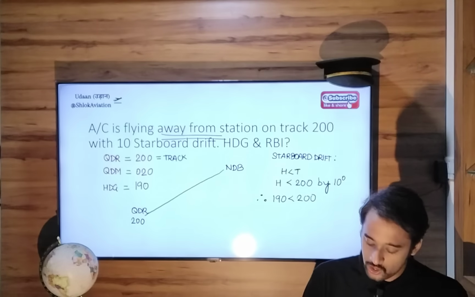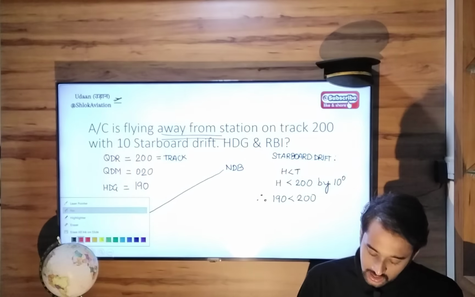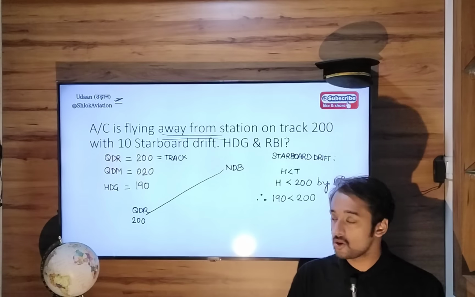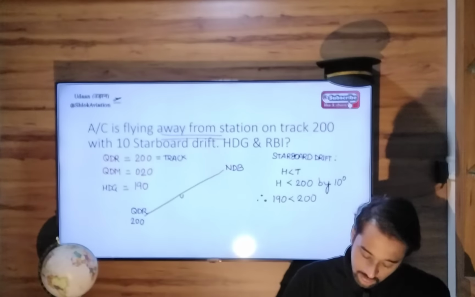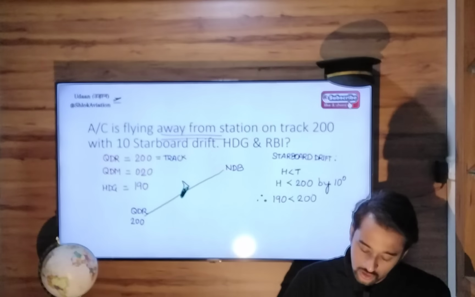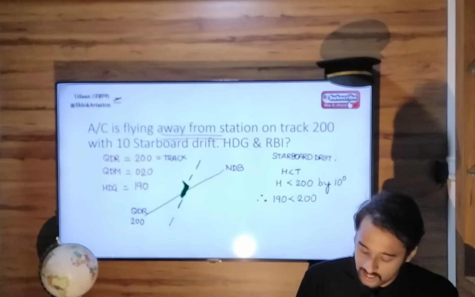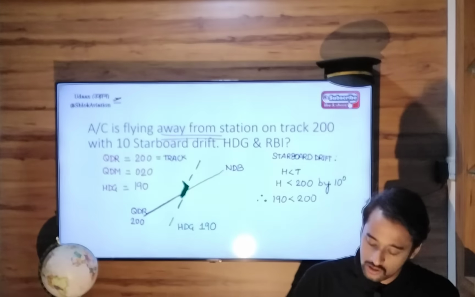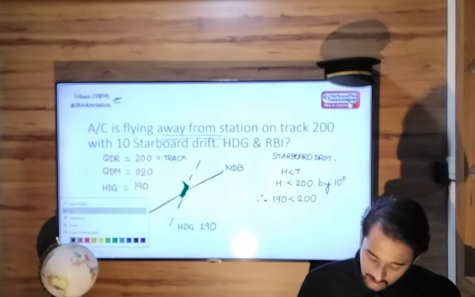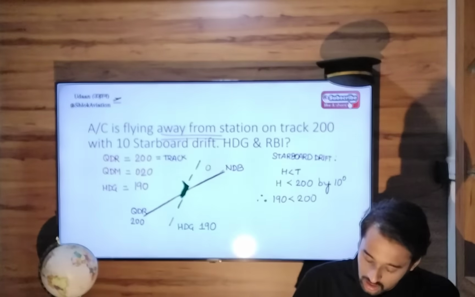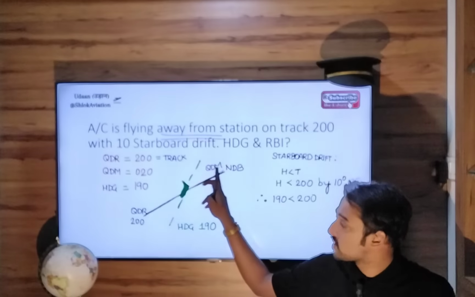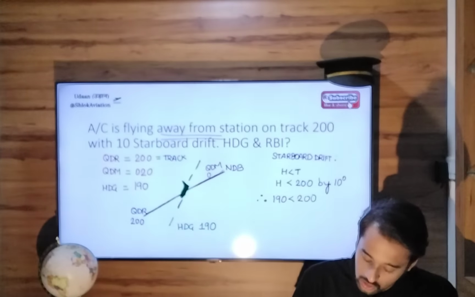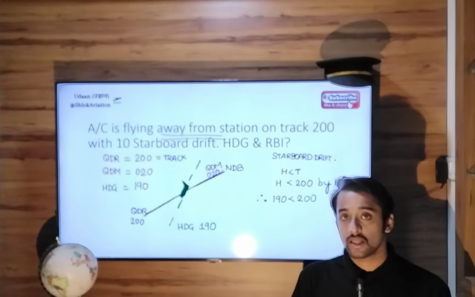So let's draw this diagram. Your heading of the aircraft is 190, which is less than 200. So it will be pointing somewhere to the left hand side of 200. So heading is 190. QDR is 200. What will be the QDM? It will be opposite of 200, which will be 020. Now what is relative bearing?